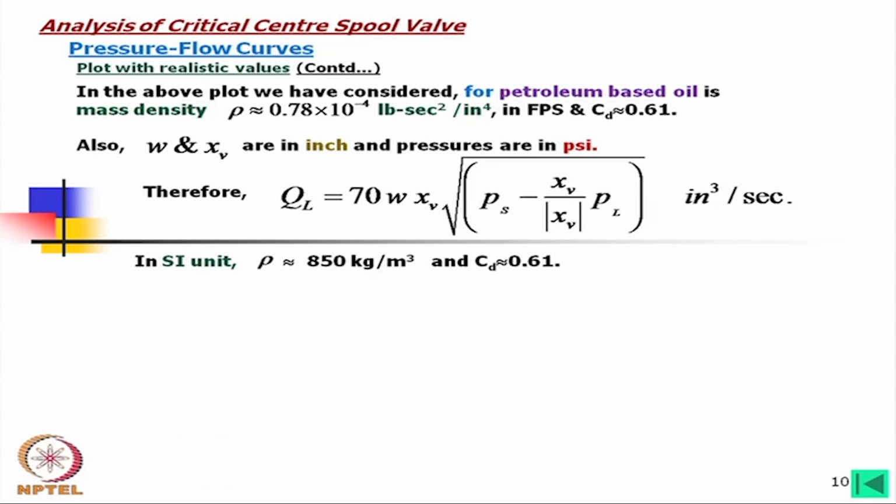Now, we normally use SI units. In SI units, for petroleum based oil, unless otherwise mentioned, you may consider the mass density to be about 830 to 850 kg per meter cube. Let us consider 850 kg per meter cube, and the CD we have shown for practical purposes is around 0.6 to 0.62, any value you can choose for a valve analysis. Suppose the oil density is 830 kg per meter cube and CD is close to 0.62, the difference in the realistic value will be negligibly small.